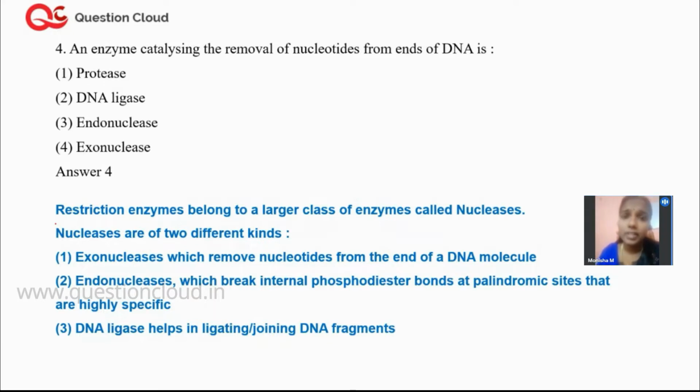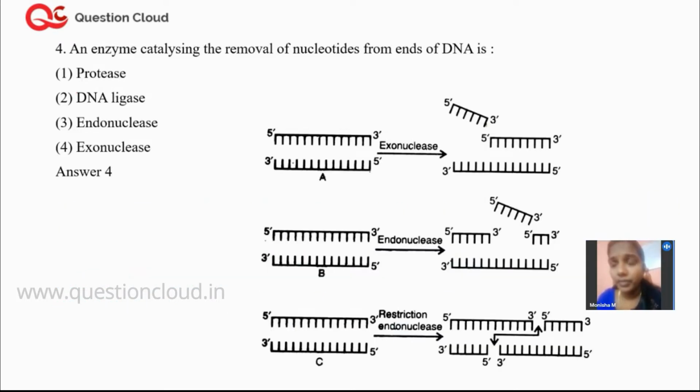The fourth question is: an enzyme catalyzing the removal of nucleotides from the ends of DNA is. There are 4 options. The first option is protease. The second is DNA ligase. The third option is endonuclease, and the fourth option is exonuclease. Before we see the right answer, we know that nucleases are enzymes capable of degrading nucleic acids. We know DNA is made up of nucleic acids, correct? DNA is a polymer of nucleotides, so it is called deoxyribonucleic acid.